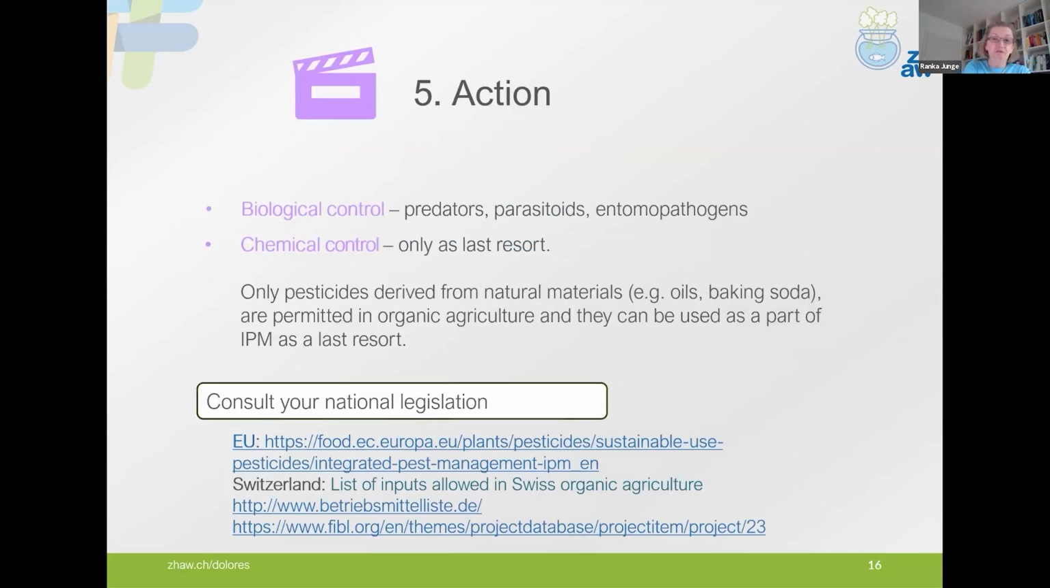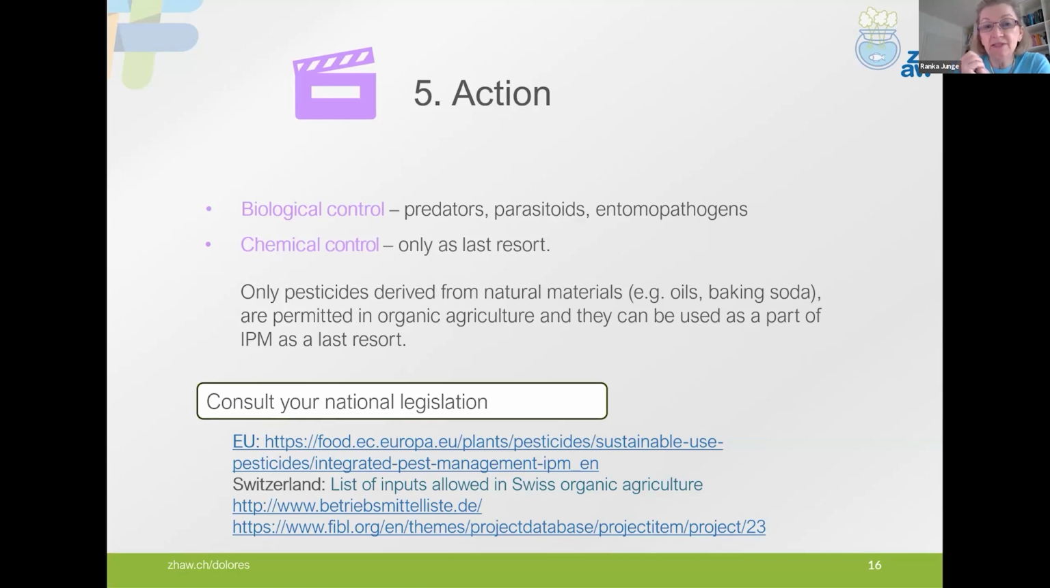And what kind of action do you have? You can have biological control, like predators, parasitoids, and entomopathogens, and chemical control, but that is only the last resort. And in chemical control, actually only pesticides derived from natural materials like oils, baking soda, are permitted in organic agriculture, and they can be used as a part of IPM as a last resort.